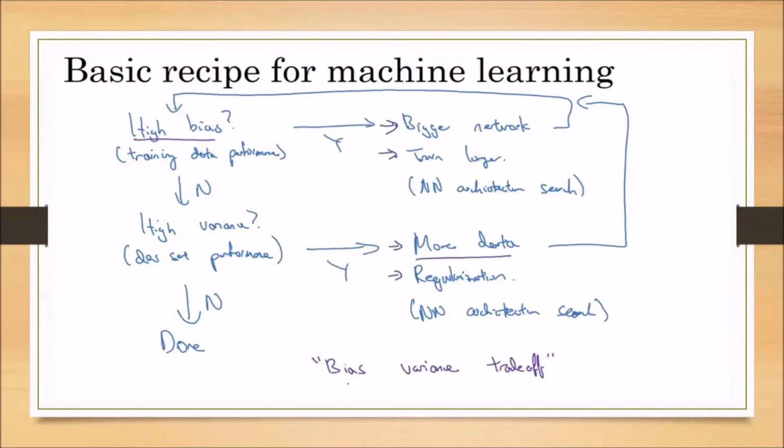Only in the cross validation set will we come to know whether the neural network we have designed has high variance or not. In the training set error, we will come to know whether the neural network we have designed has high bias or not. But the variance can be known only in the cross validation set.